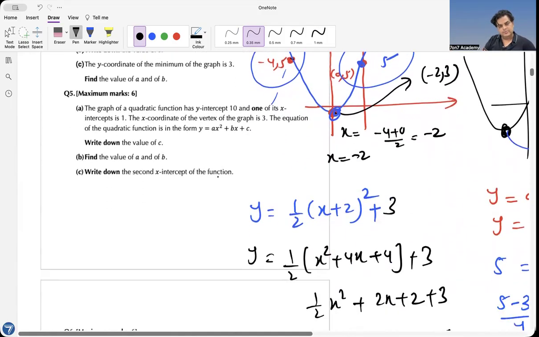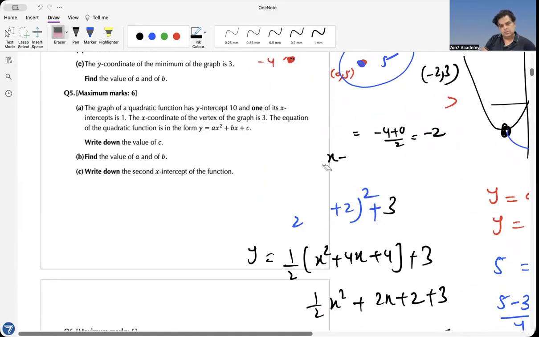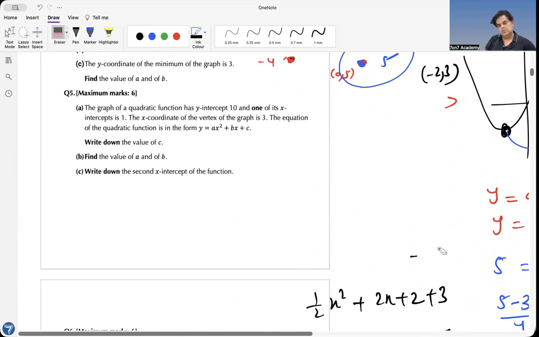Now, first question. C is always the y-intercept, right? But what if the parabola is a horizontal parabola? Then it's the x-intercept there. Okay.